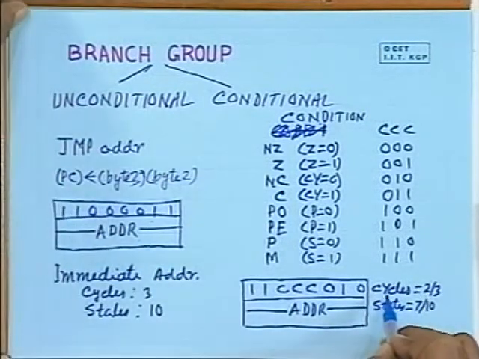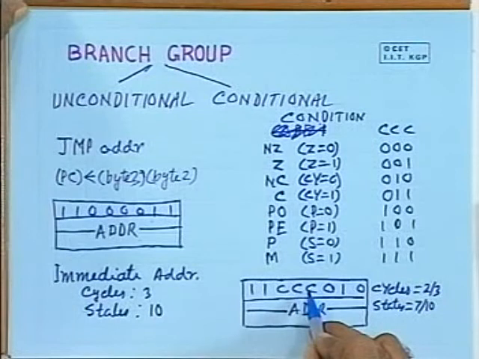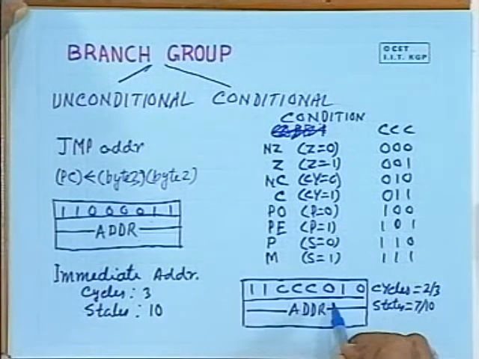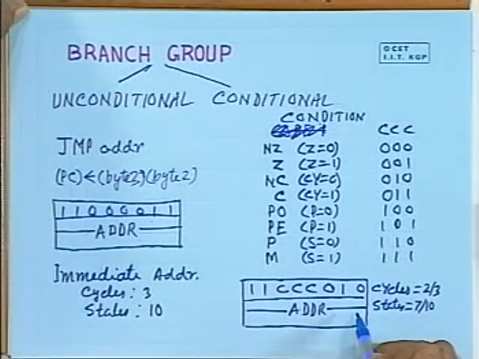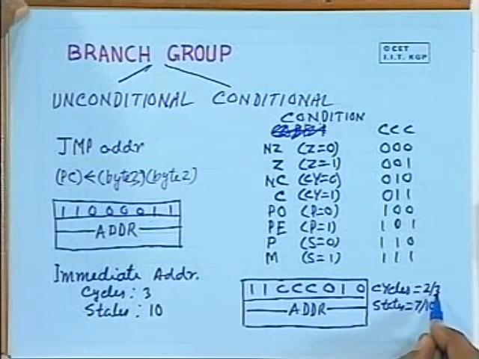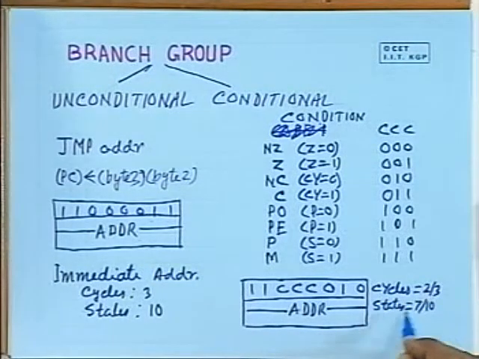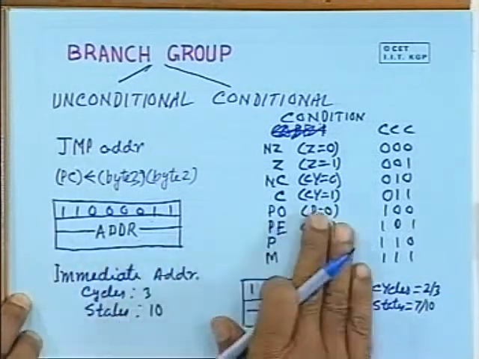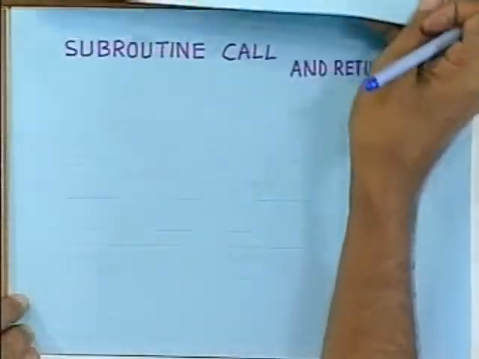That means whenever the condition is not satisfied, you require less time to execute this instruction, that is 2 cycles or 7 states. On the other hand, whenever the condition is satisfied, you have to load this address into the program counter, then you will require 3 machine cycles, and the number of states required will be 10. So this is the unconditional and conditional branch instructions.